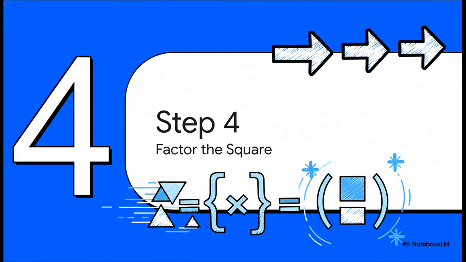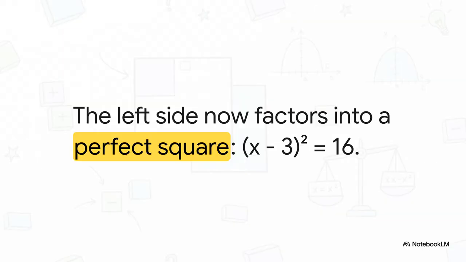This brings us to the payoff. This is the aha moment. All of that careful setup, all of that methodical work was for this. The expression on the left, which was previously just a jumble of terms, can now be simplified into its elegant, intended form. And there it is, the trinomial x squared minus 6x plus 9 factors perfectly into x minus 3 squared.